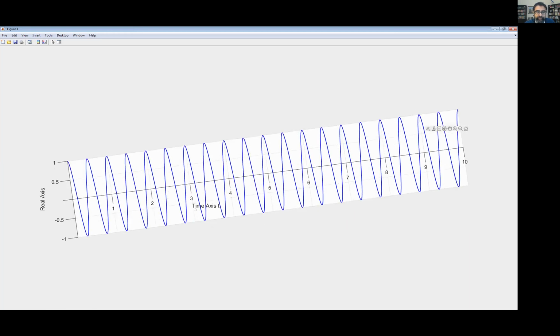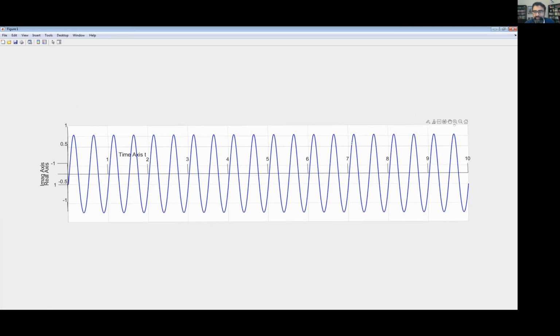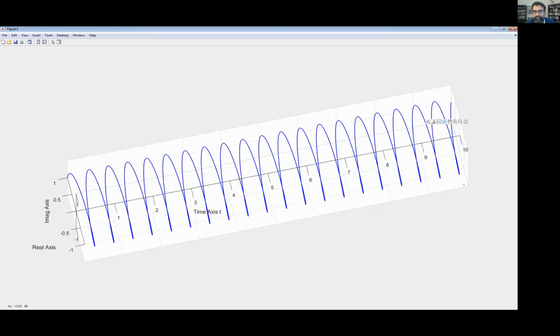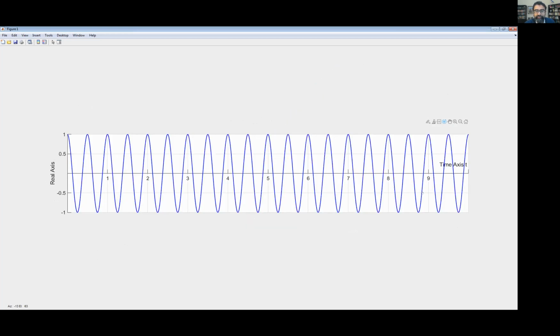Let me restore the view. Now I'm looking from the top. I'm looking at the spiral from the top. Before this, I was looking at the spiral from the right. This is what I see from the top, and this is the real axis, and clearly it's a cosine wave now, with a frequency exactly equal to 4 pi. And 4 pi corresponds to a period of half a second. It's clearly half a second. This is what the period is.